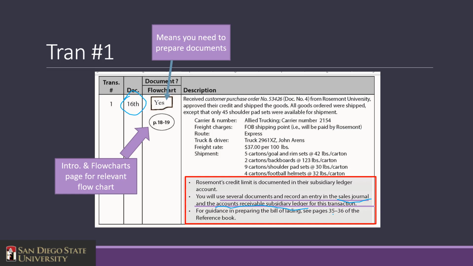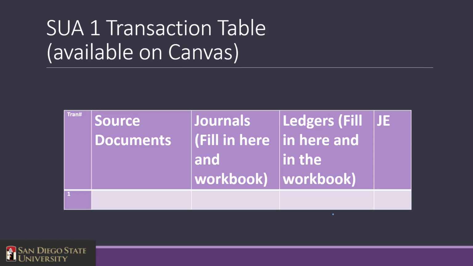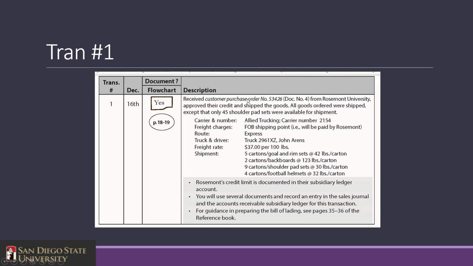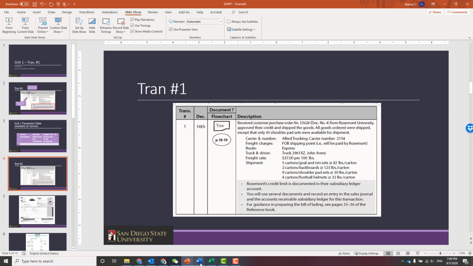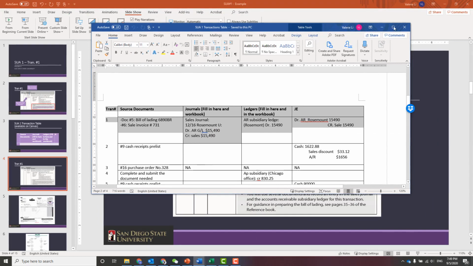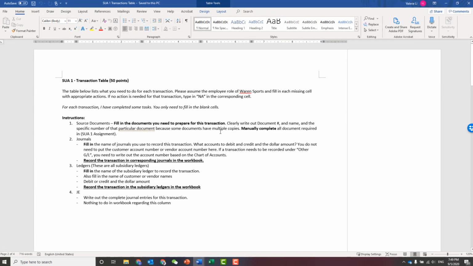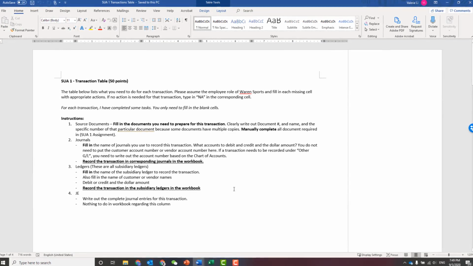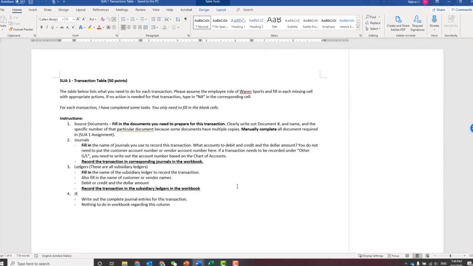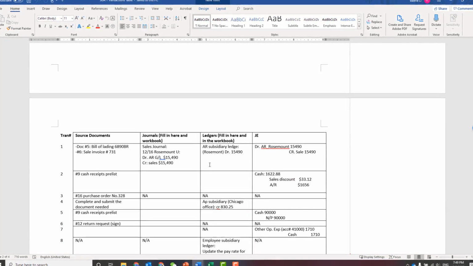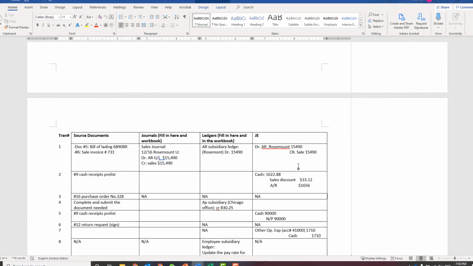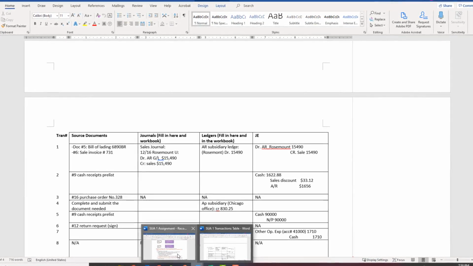Okay, and next we need to open the transaction table file. So let me show you where the transaction table file is. It's posted on Canvas. This is the transaction table file that you need to fill out. And I have a bunch of instructions that I have already talked about in class. So here is transaction 1. It's already all filled out for you.